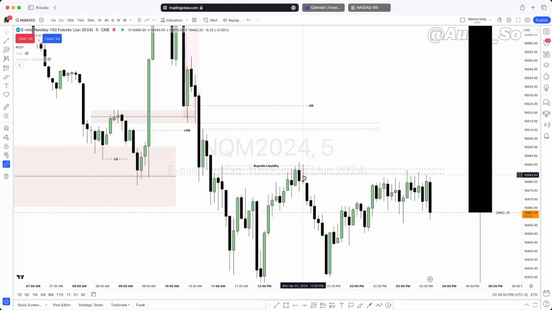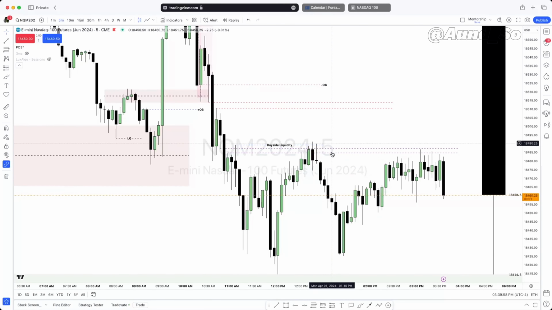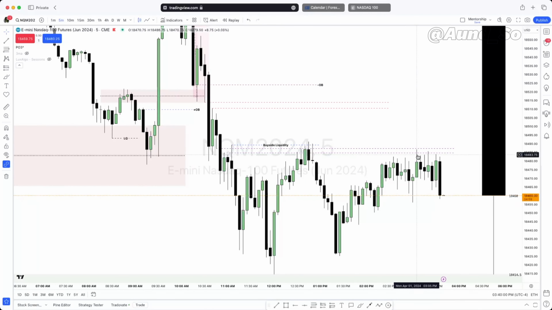I wanted to get in on this candle, and then my stop loss would have been here, because if it was going to go lower, it shouldn't have come back up here. As you see right here, it's not going up there.